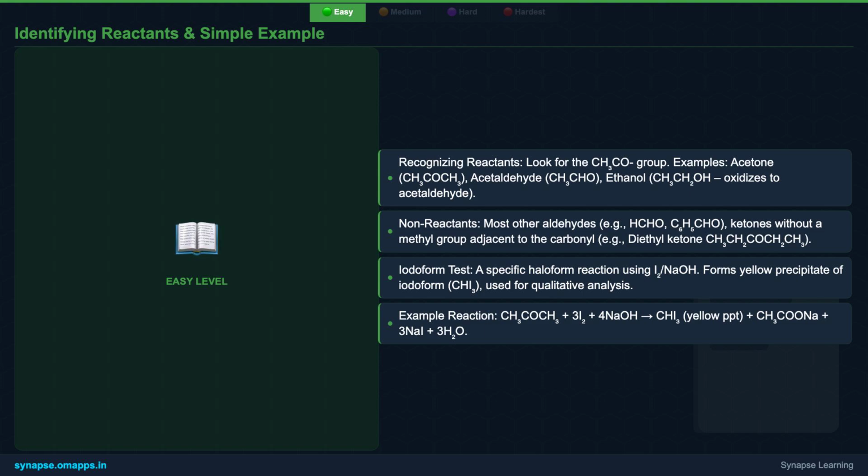The iodoform test is a classic example of this reaction in action. When you use iodine and sodium hydroxide, if the compound has the required functional group, you'll see a distinct yellow precipitate of iodoform forming. For instance, if you take acetone and react it with iodine and sodium hydroxide, you get yellow iodoform, along with sodium acetate and other byproducts.